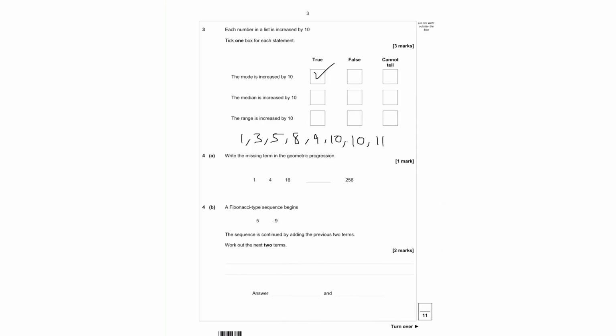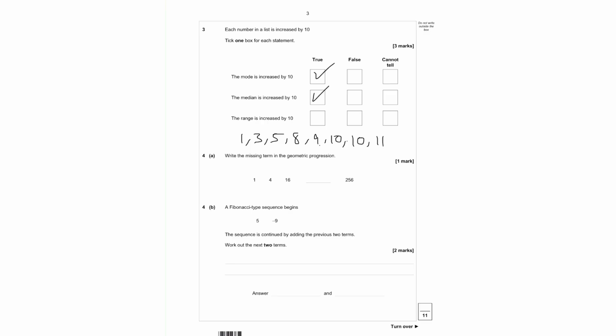Well, what would the median be? Median is the middle number. So in this case, I've done 4 numbers. So the median would be 8.5. It's between 8 and 9. So if every number is increased by 10, then the median would go from being between 8 and 9 to being between 18 and 19, which would be 18.5. So again, the median would have increased by 10.